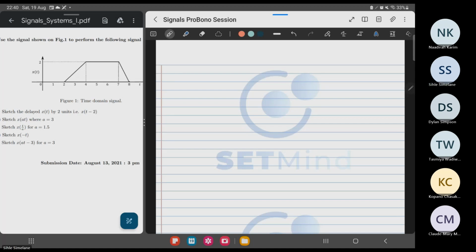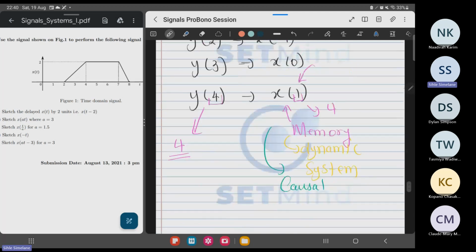Anyone else? Okay. Silence is saying we are all in good shape and we are fit for the assessment. So I suggest we work through the other questions.